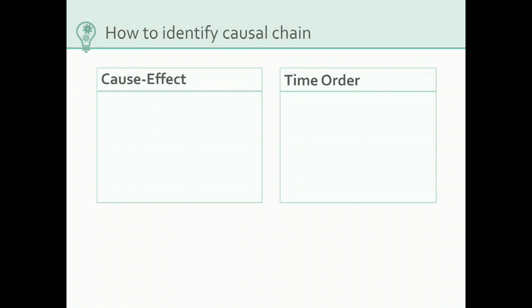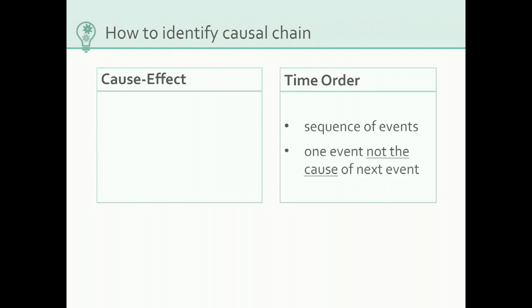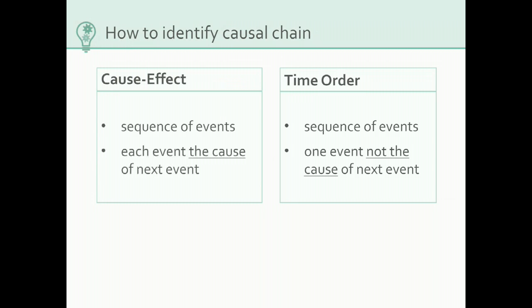Be careful not to confuse a cause-effect relationship with a time order relationship. A time order relationship presents a sequence of events in the order the events happened, such as what happened first, second, and third. However, unlike a cause-effect relationship, one event is not the cause of the next event. They are only connected by time. In a cause-effect relationship, there is also a sequence of events, but each event is the cause of the next event.